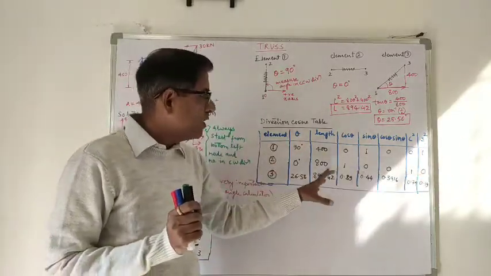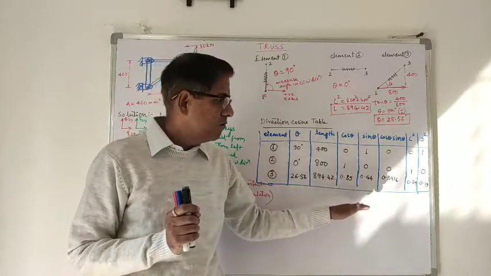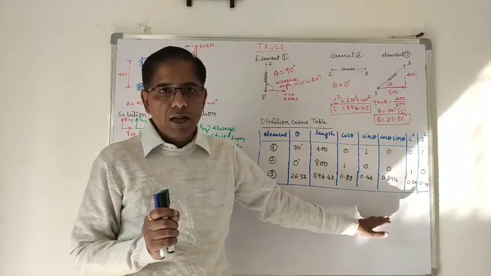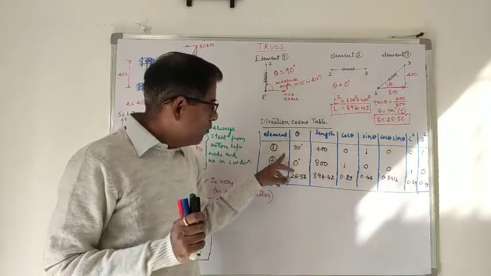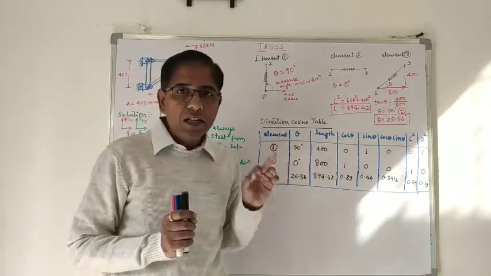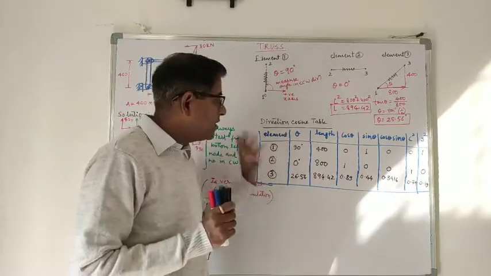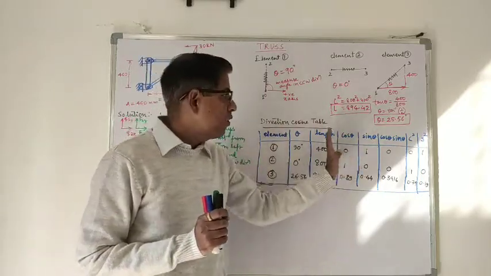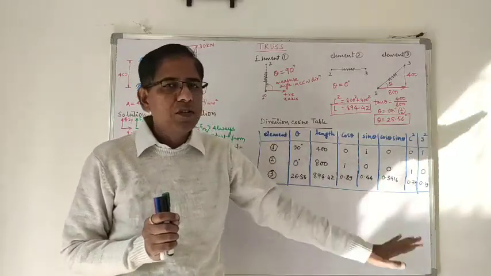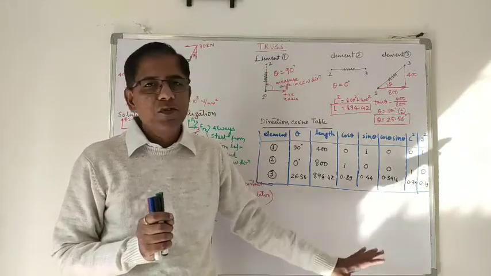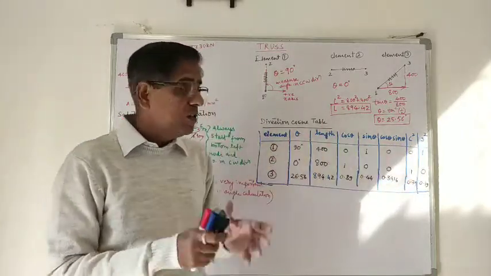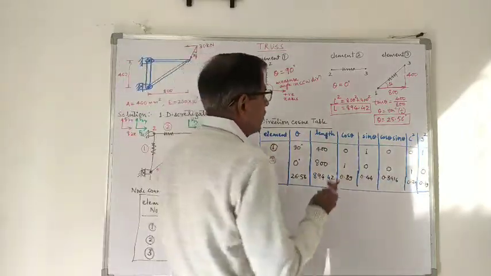If the direction cosine table is correct, that means 90% chances are there that the entire problem is correct, because in most cases the students make mistakes in calculating the angles. So if your angle is correct, that means your cos theta sin theta functions are correct, that means your element stiffness matrices are correct, that means your displacements are correct, that means your stresses and reactions are correct. So this direction cosine table is very, very important.